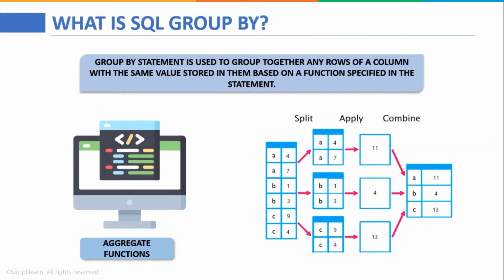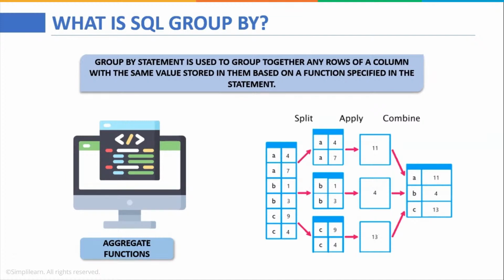If you consider this example, we have two columns and three different items, A, B, C, having different values. A has two values, 4 and 7, B has 1 and 3, and C has 9 and 4. Now when we split this and apply the SUM aggregate function, which results in the arithmetic sum of all these row values, A has values 4 and 7, and when I apply the sum it becomes 11. B, 1 and 3, becomes 4, and C, 9 and 4, becomes 13. So it will display all these identical rows having matching values in a resultant set.